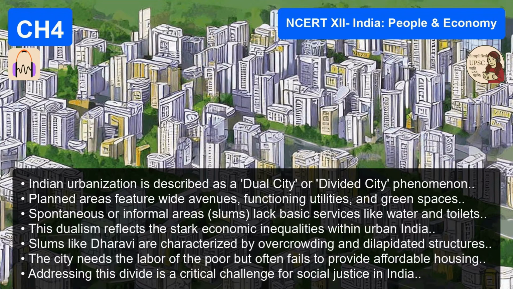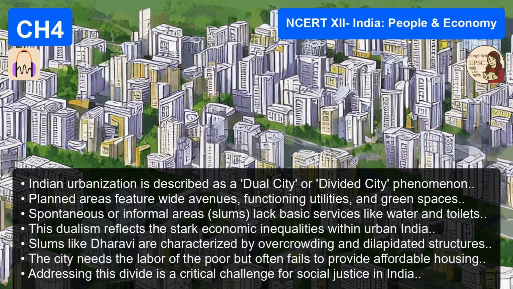Describe them for us based on the text. Informal, degraded, unbelievably crowded, no private toilets, no sunlight in the narrow lanes. These are the places where people who are forced to migrate for work, because the rural sector is squeezed, end up living. The city needs their labor, but it refuses to build affordable housing for them. So they occupy the land that nobody else wants? Exactly, the most environmentally vulnerable land. Marshlands, along railway tracks, on steep slopes prone to landslides.